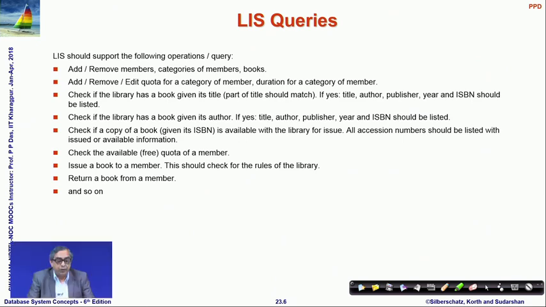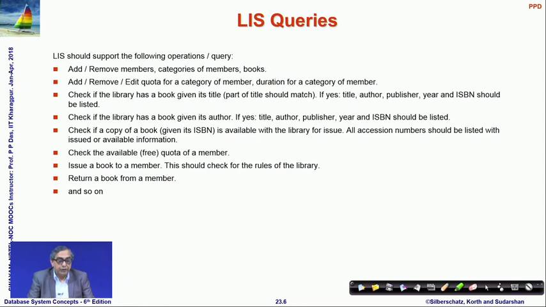Now, naturally, we need a whole lot of insert, delete, update kind of queries for adding or removing members, categories of memberships, the books and so on, adding, removing or changing the quota of a category of member, the duration for that. Also, we will have queries like to check if the library has a given book with a given title, and if it is found, then the details of those should be listed. We need to check if the library has a book given its author. So, if I say the author, it should be possible to look at a book.